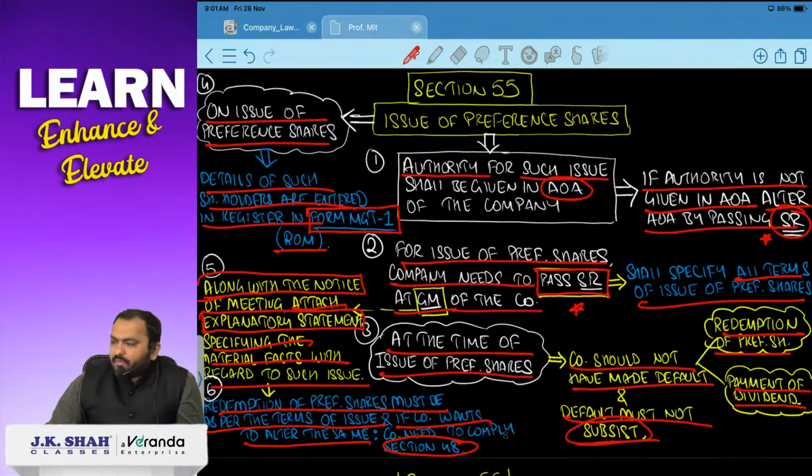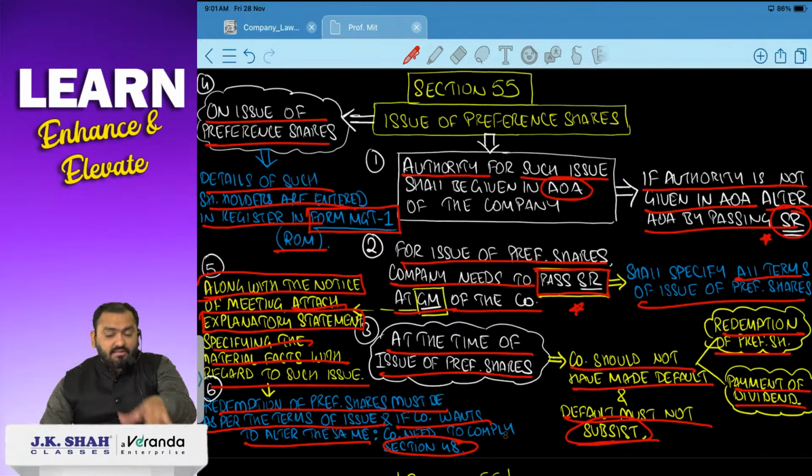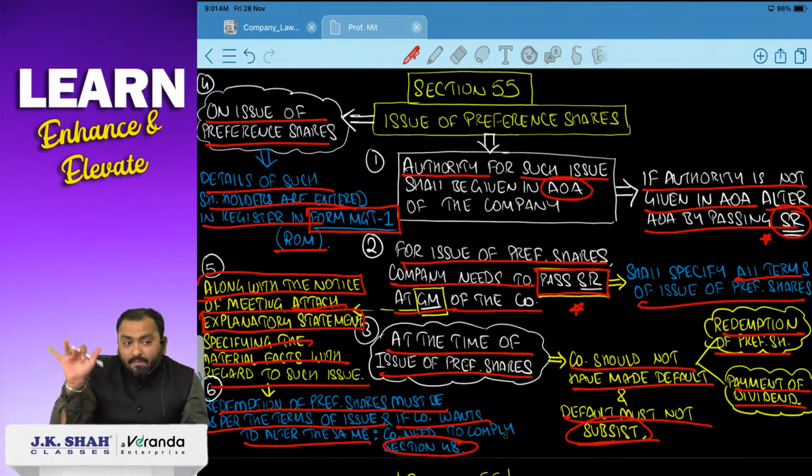Okay, easy. So how many points? 6 points. One more time. One last time. Come on. For issue of preference shares, first requirement is authority must be given in AOA. If authority is given in AOA, then you need to pass SR for issue of preference shares. What if authority is not given in AOA? You can alter AOA by passing SR. Then pass SR for issue of preference shares.